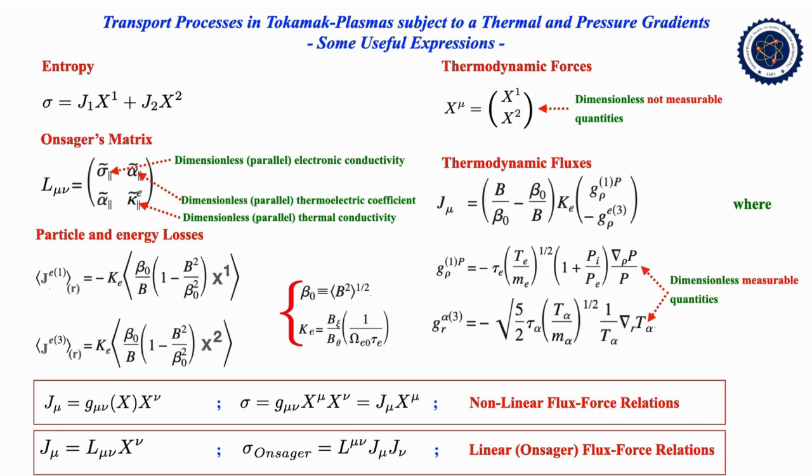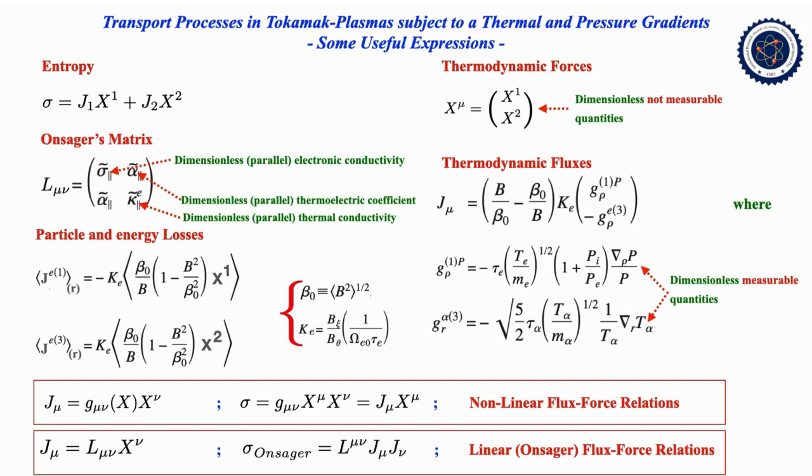So, we start by writing the entropy production of the plasma. We suppose that the plasma is driven out of equilibrium due to two thermodynamic forces, the thermal gradient and the pressure gradient, indicated by X1 and X2. J1 and J2 are the conjugate fluxes. J1 is the heat flux, and J2 is the mass flux.